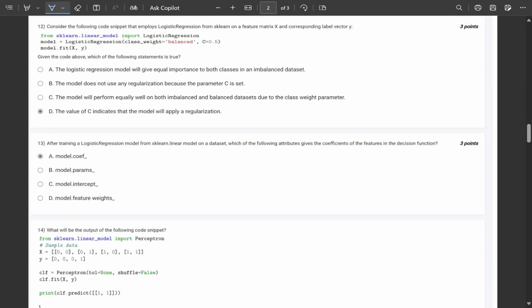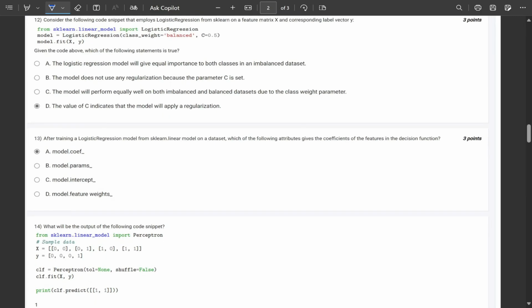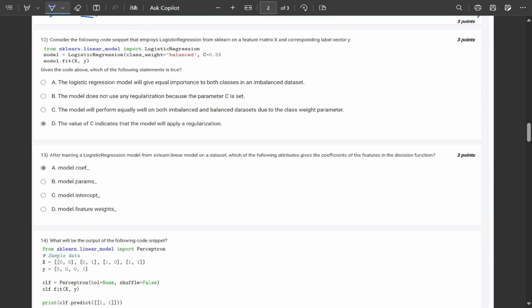Okay. Next is question number 12, and question number 12 is again pretty important. I have seen it 3 to 4 times while solving my papers, so keep in mind that this might come. In this particular question, you have been given a logistic regression and your model has a class weight of balanced and C as 0.5. And it is saying that you have to fit your X and Y. So X and Y you don't have to worry about. And it says which of the following statements is true.